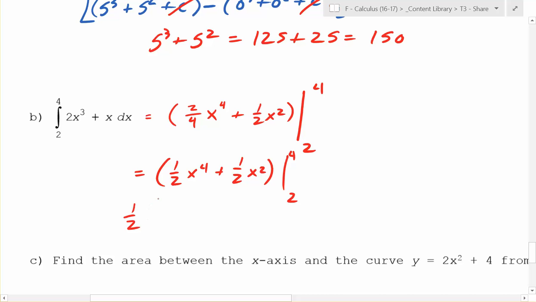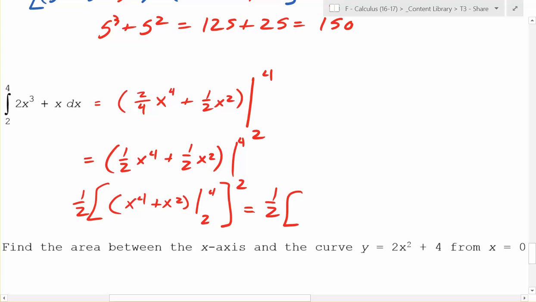That's what I would do, like this. So I would do this x to the 4th plus x squared from 2 to 4. You can definitely do that at the end. So what's that going to be? 1/2 times what? Well, what's 4 to the 4th? You used your calculator. What's 4 to the 4th? That's 64 times 64. What's that? 328.